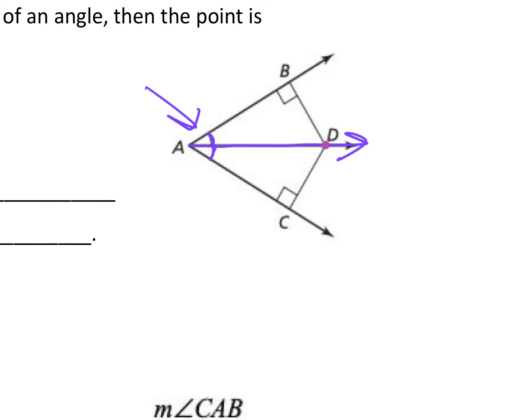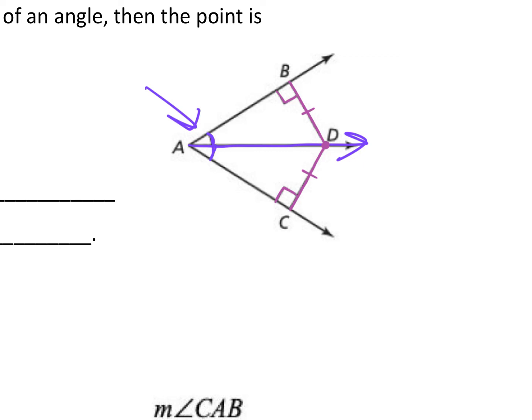Okay? So this distance here, and they always make the distance perpendicular. Don't confuse that with a perpendicular bisector. It's just perpendicular. Okay? That distance will be the same as this distance. So this will equal that.